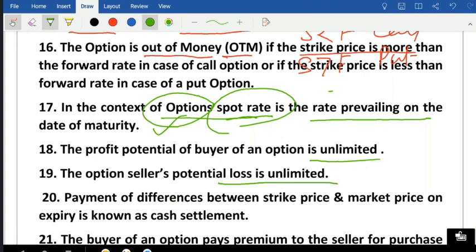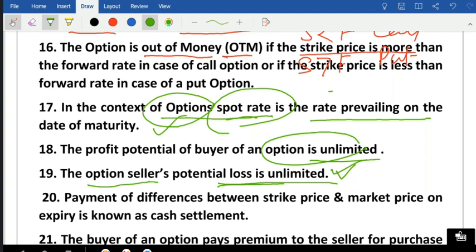This is a very, very important point you can remember. Due to the option, the profit potential of the buyer will be unlimited, and for the seller the loss will be unlimited. Because when the buyer is earning the profit, naturally the seller will be incurring the loss. In this way you can remember.